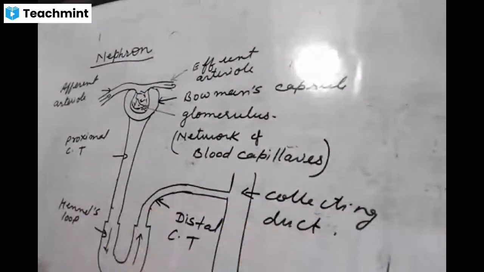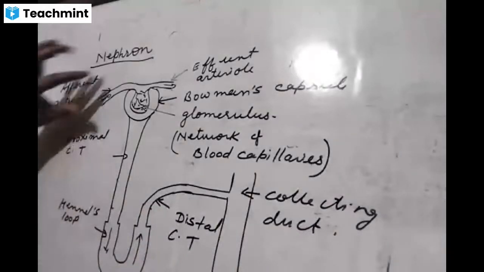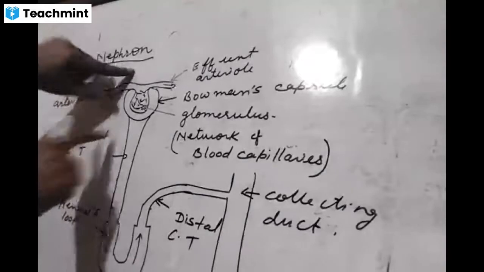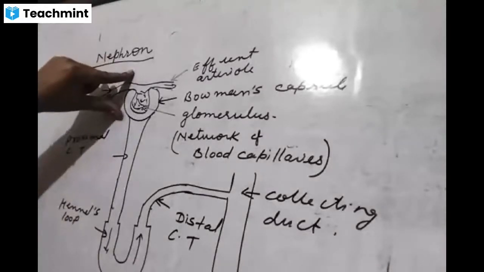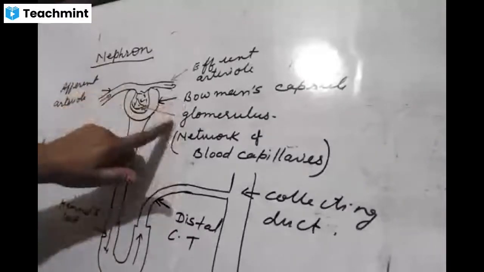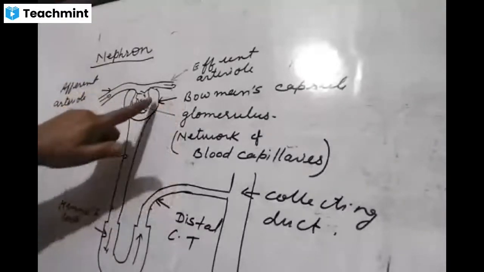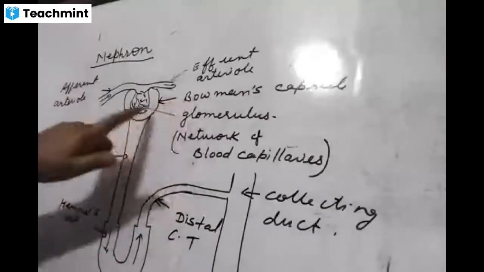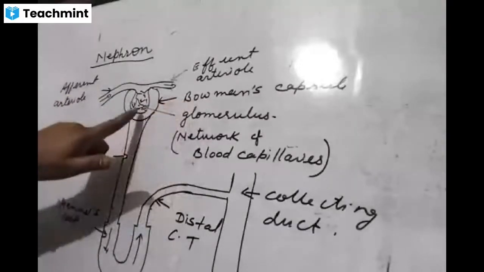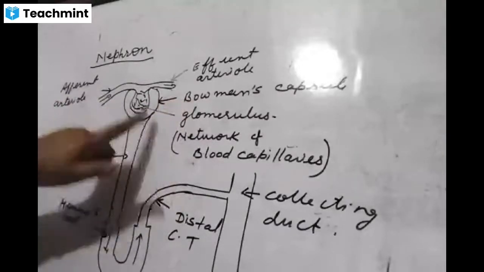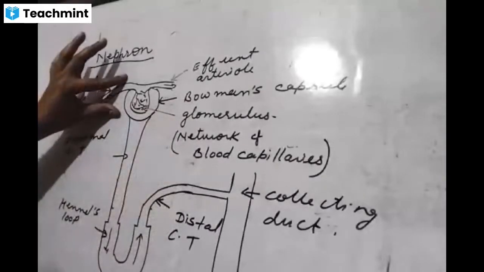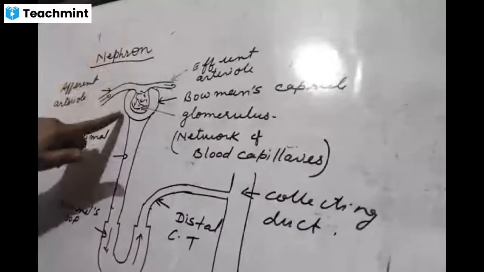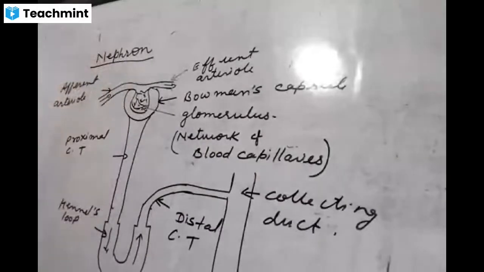So these are the various parts of the nephron. The first part I told was Bowman's capsule. This cup-like structure is Bowman's capsule, and in the Bowman's capsule, this network of blood capillaries is called the glomerulus. Together it is called a Malpighian capsule. From this Malpighian capsule, the tubular part of the nephron comes.